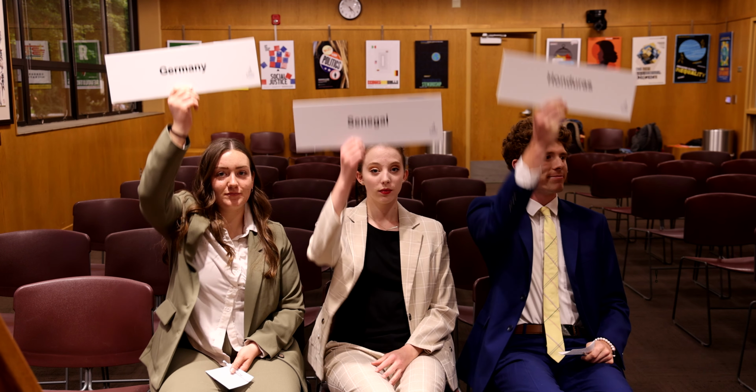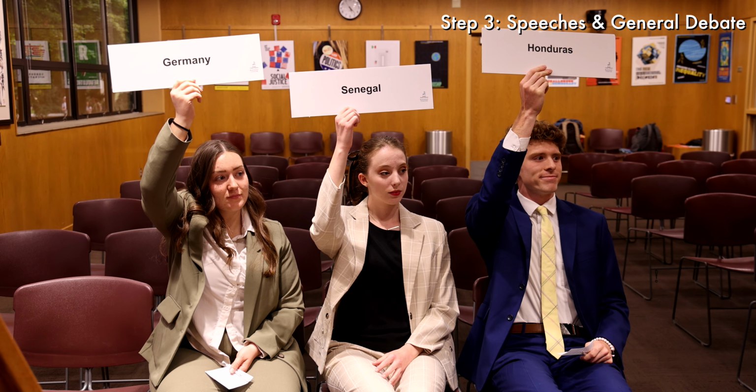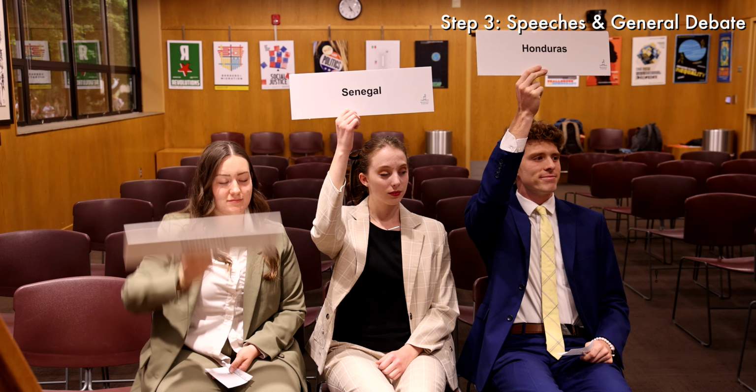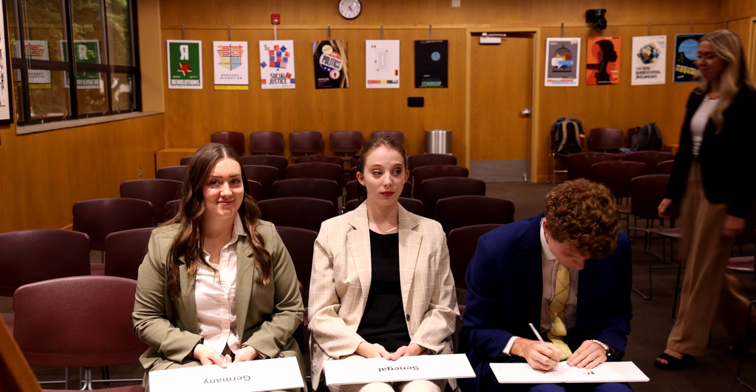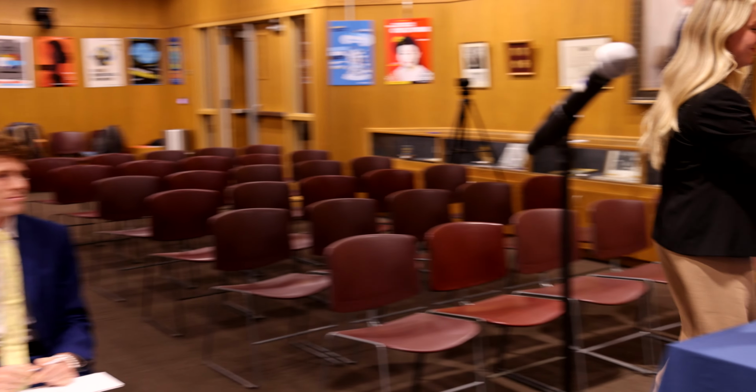Step 3, speeches and general debate. Once the agenda is set, the chair will open the speakers list. If you want to speak, raise your placard and the chair will add you to the list. If the chair does not recognize you, write your country name on a small sheet of paper with the request to be added to the speakers list and pass the note to the end of your aisle.